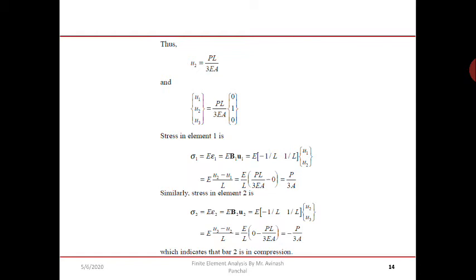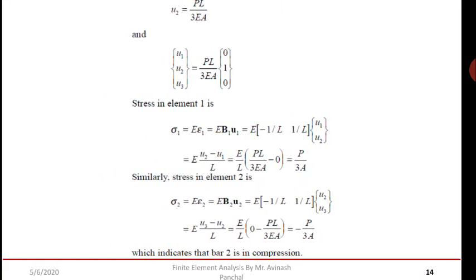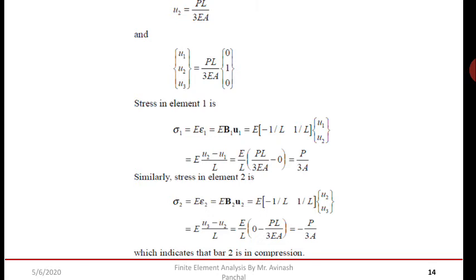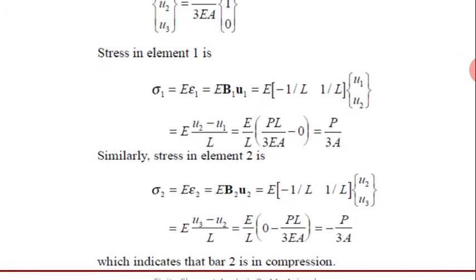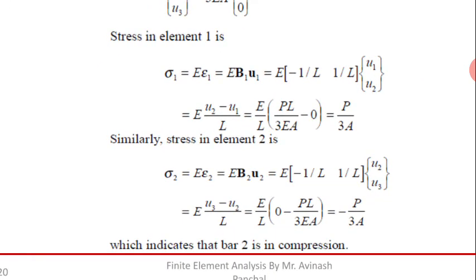Again, using the same equation for further calculation of stresses, we have sigma 1 equal to E into epsilon 1 equal to E B1 U1. What is B1? It is E upon L times [-1 1], multiplied with the u vector, where u1 and u2 correspond to element number 1 only. With this calculation, the final value of stress is P upon 3A. Similarly, the stress in element 2 will be P upon 3A.